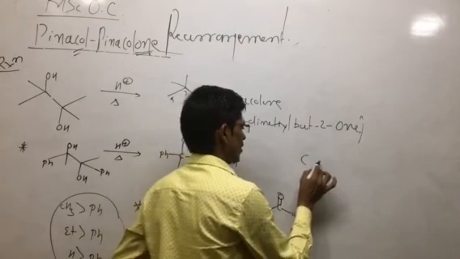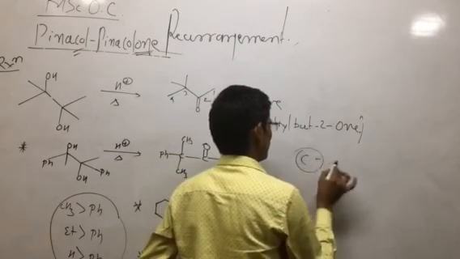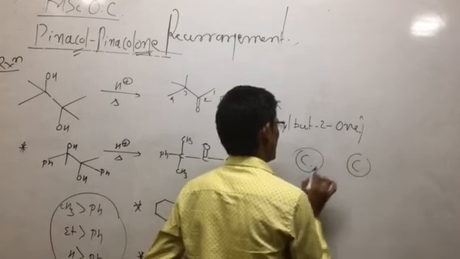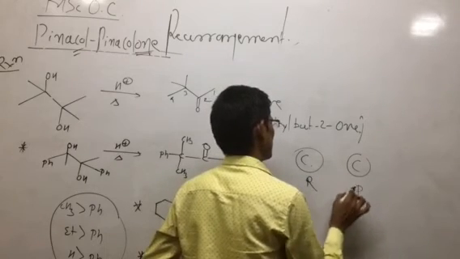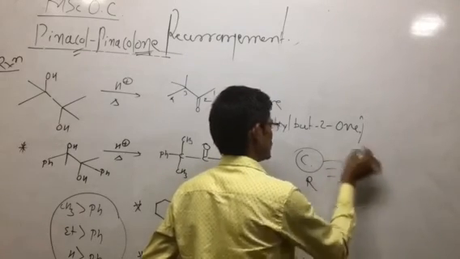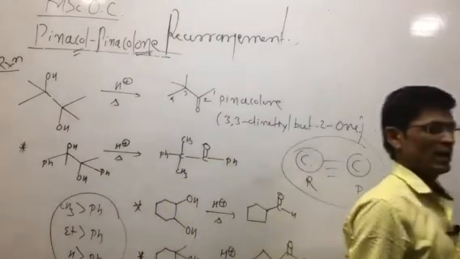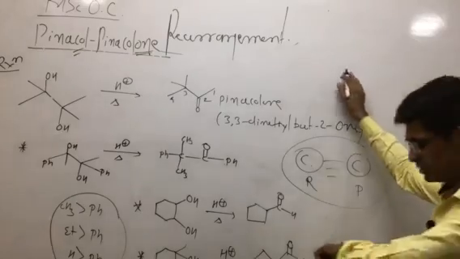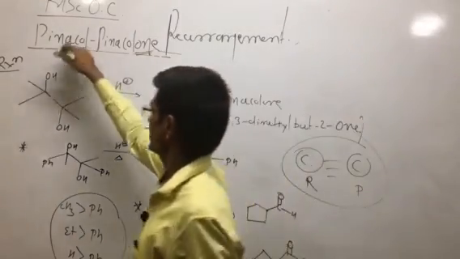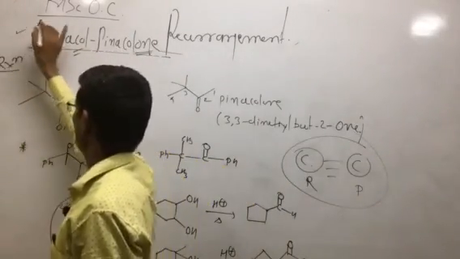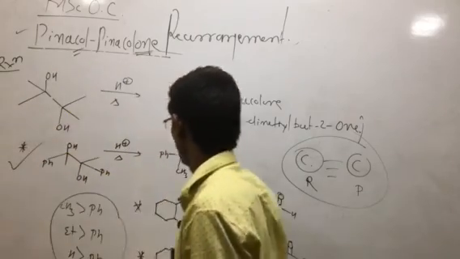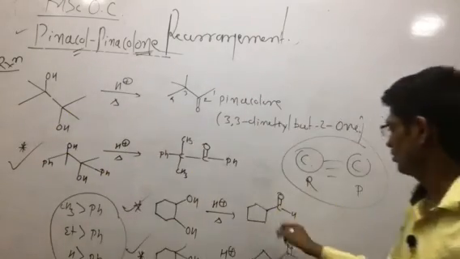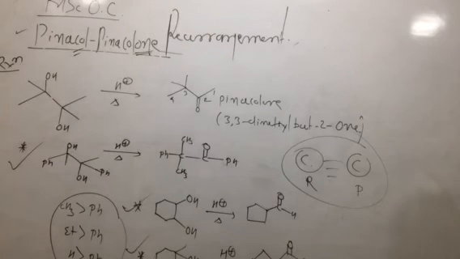It is most important: the number of carbon atoms in reactant and product must be similar. रिएक्टेंट में जितने कार्बन होंगे उतने कार्बन प्रोडक्ट में यहाँ पे होते हैं. So this is the part of rearrangement. As you can see, this is one of the pinacol-pinacolone rearrangement, and this is an application of pinacol-pinacolone rearrangement reaction.